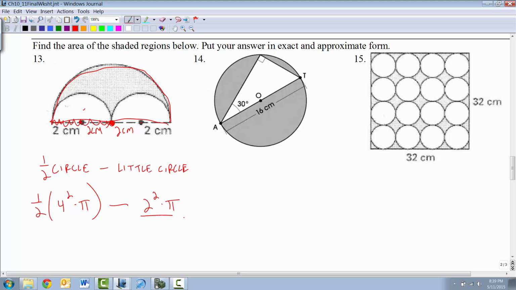Pause, which is a whole. Said that a million times right now. 4 squared, 16, half of that is 8. 2 squared is 4. When you're dealing with pies, they're like variables. So the answer is 4 pi centimeters squared. And then you can go to your calculator and type the pi button.